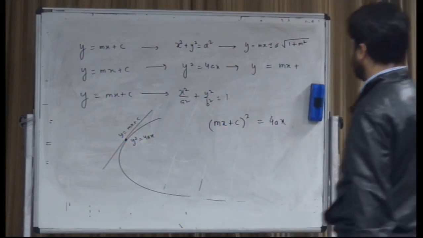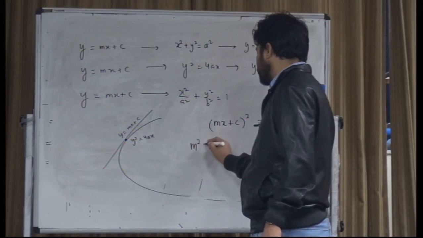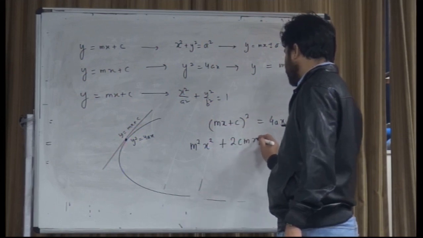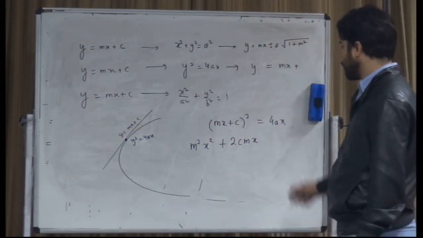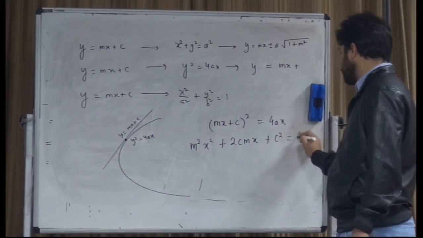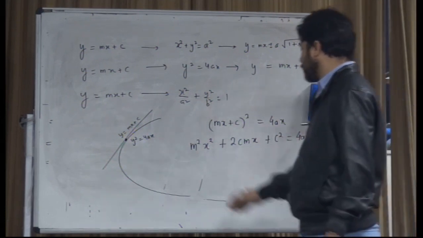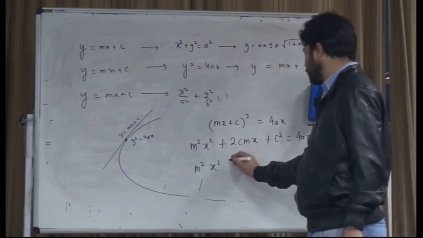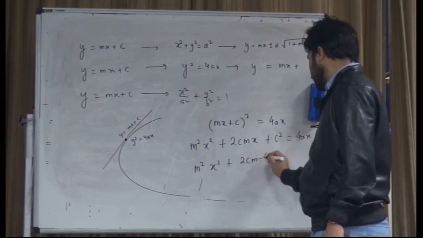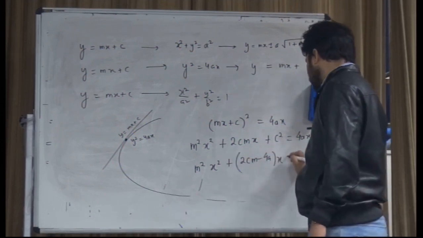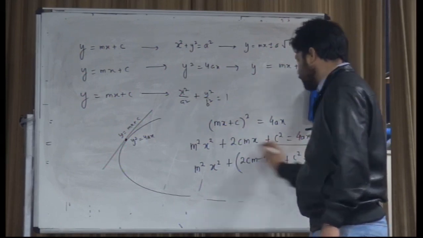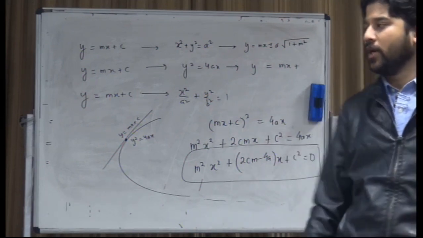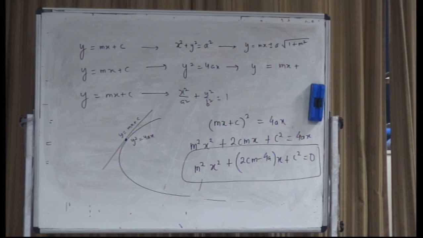And if I expand it, I'll get m square x square plus 2cmx plus c square. Now rearranging, I'll get m square x square plus 2cm minus 4a x plus c square is equal to 0, right? Okay. Now the discriminant should be 0.